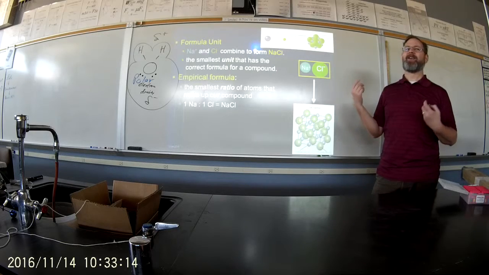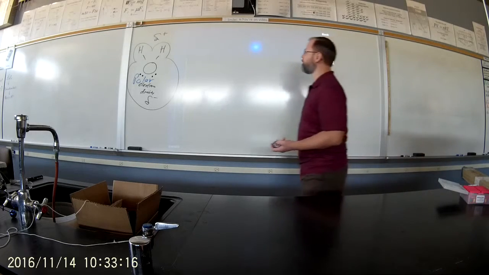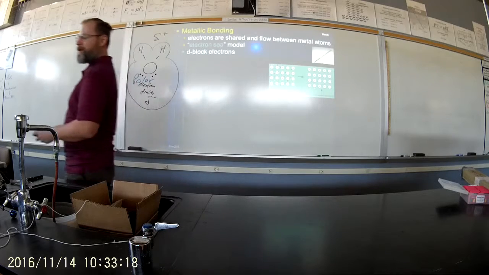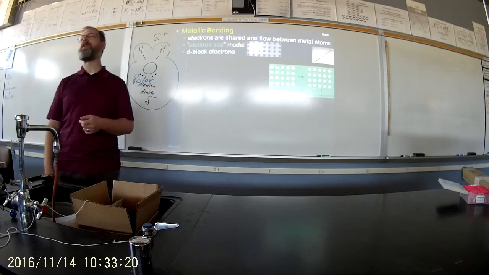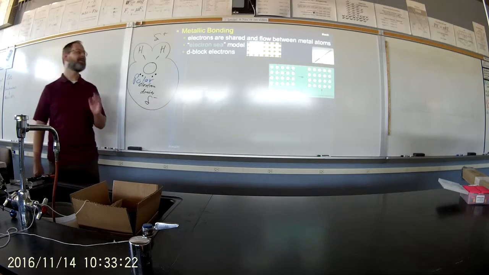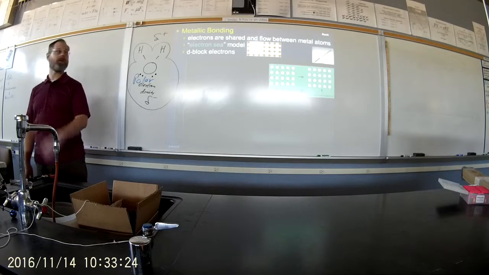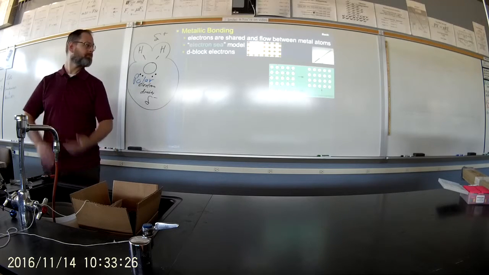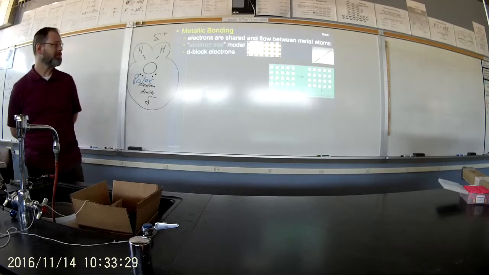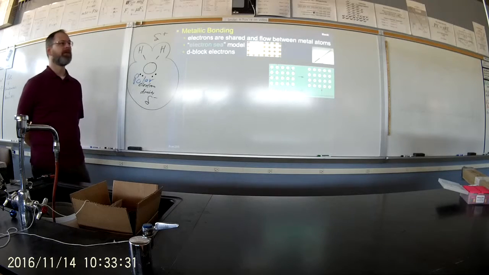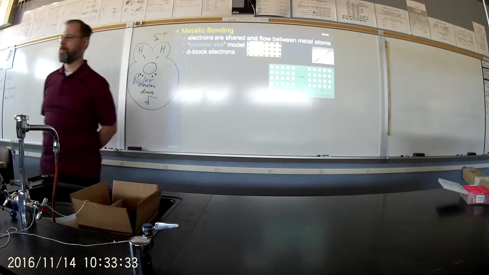Okay. Metallic bonding. Pretty cool. Metallic bonding occurs due to the electron sea model, something called delocalized electrons. And I'll show you what that looks like in a second. Delocalized.